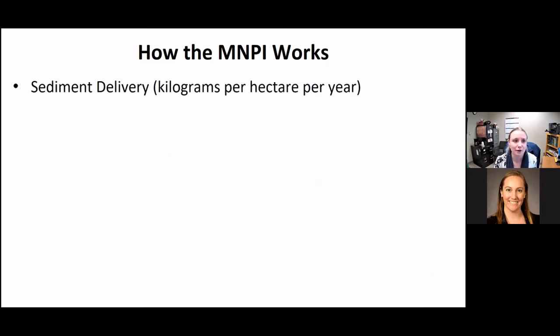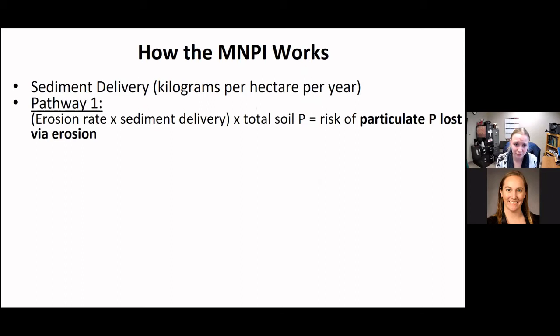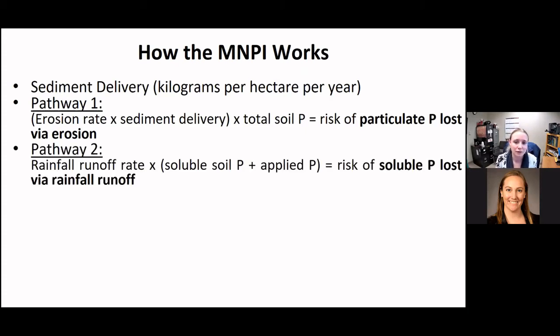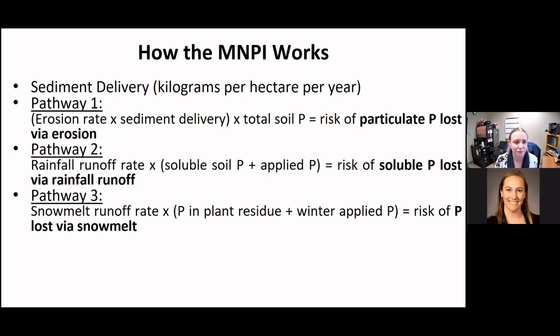Okay, so more about how the MinPI model works. To break down these outputs, sediment delivery is given in kilograms per hectare per year. And we have pathway 1, which gives us particulate P lost via erosion by taking erosion rate times sediment delivery times total soil P. Pathway 2 gives us risk of soluble P lost via rainfall runoff by taking the rainfall runoff rate, multiplying it by both soluble soil P and applied P. And then we have pathway 3, which is snowmelt runoff rate times P in plant residue plus winter applied P to give us the risk of P loss via snowmelt.